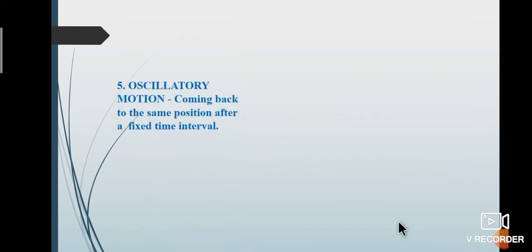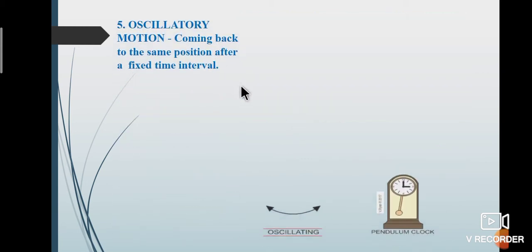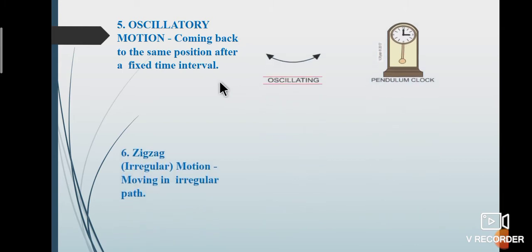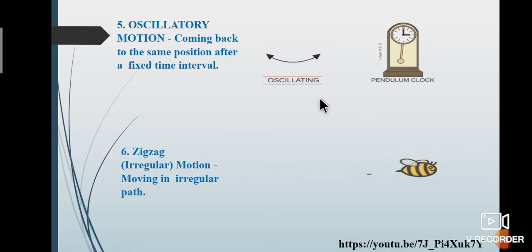Fifth one is oscillatory motion. The object comes back to the same position after a fixed time interval. See the pendulum clock. The pendulum oscillates to the right and left side, and after some interval of time, it comes back to the same position. This type of motion is called oscillatory motion.